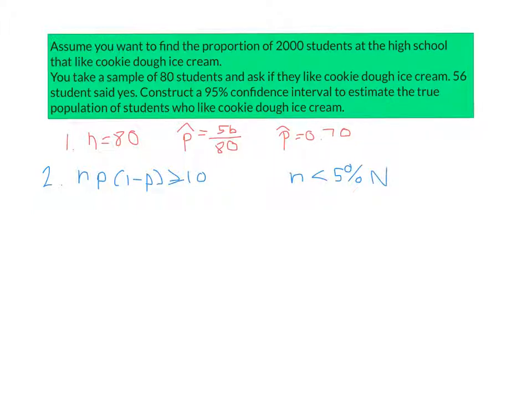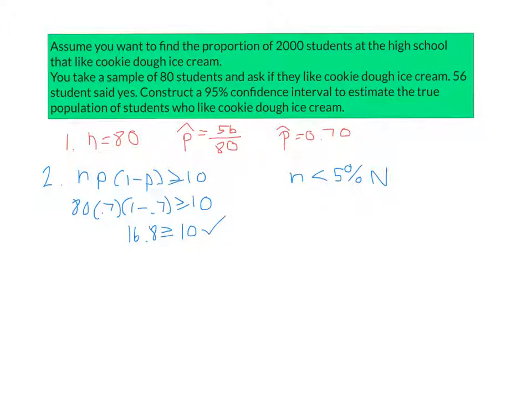So, here let's try this. n would be 80. Remember, we can use the proportion of our sample on this. So we go 80 times 0.7 times 1 minus 0.7. And if you calculate that out, we get 16.8, which is greater than or equal to 10. So my first condition checks out.